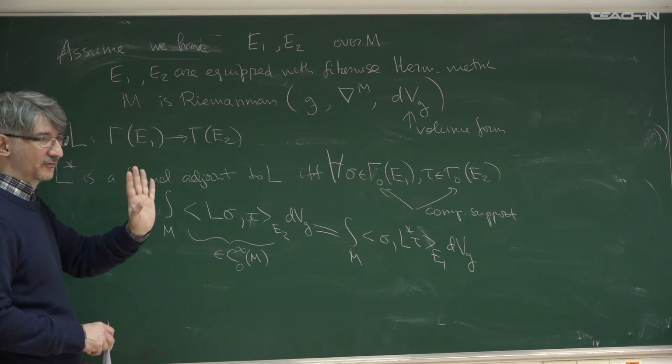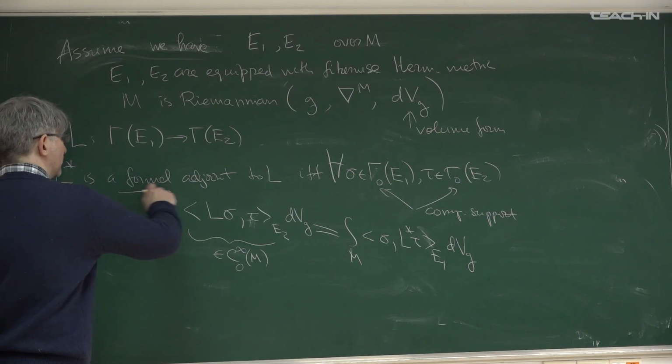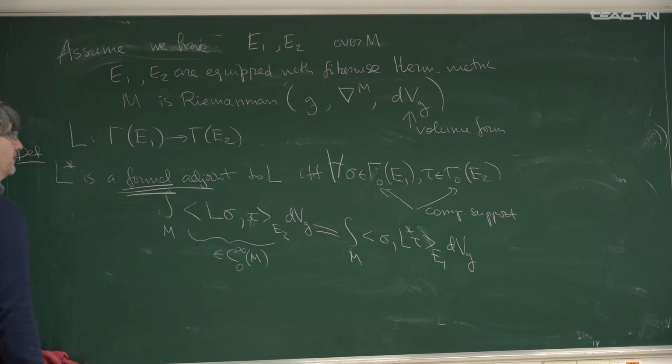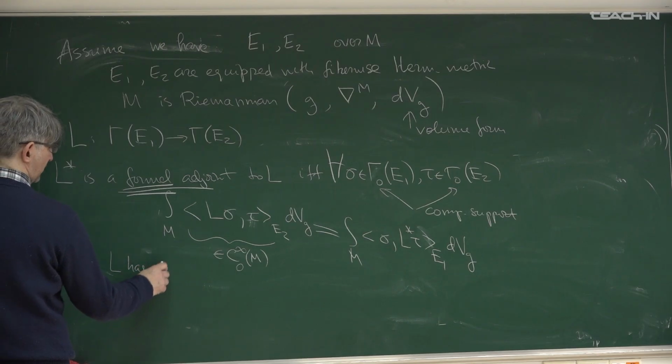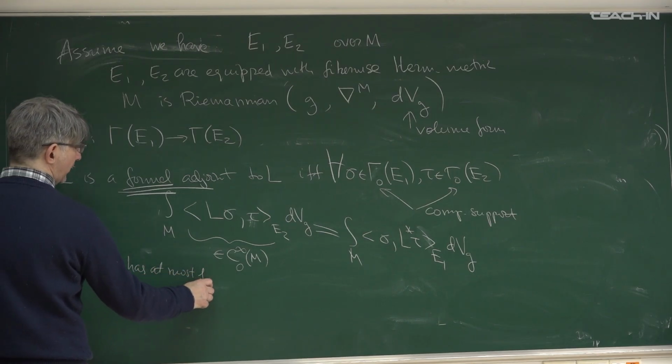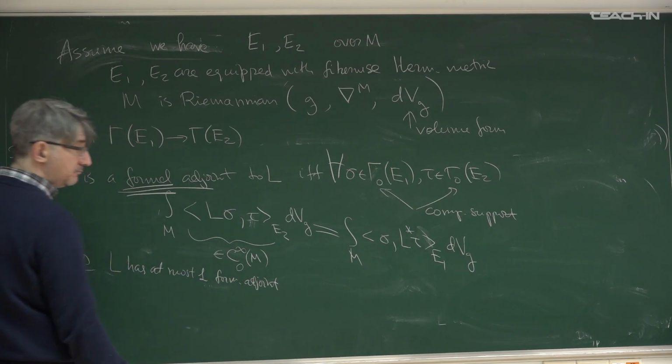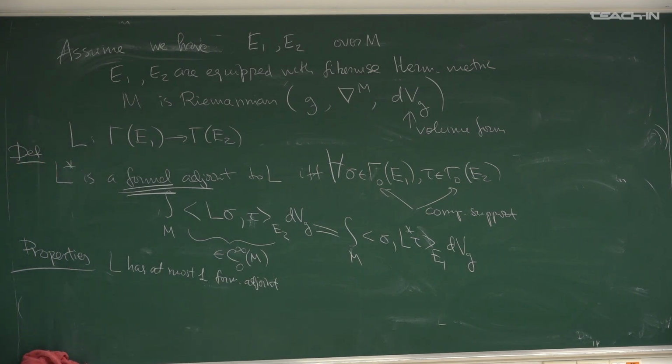Okay, just forget it for a while, but pay attention that formal adjoint is essential. How many formal adjoints can one operator have? At most one. Yes. L has at most one formal adjoint. Maybe not at all, but not greater than one.